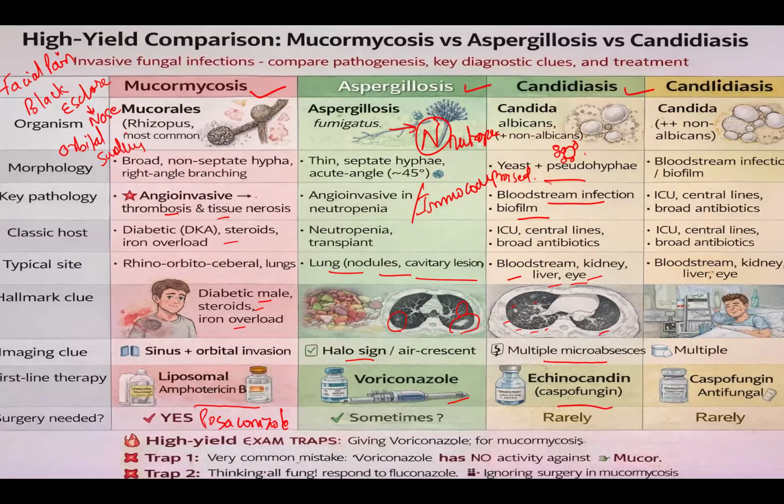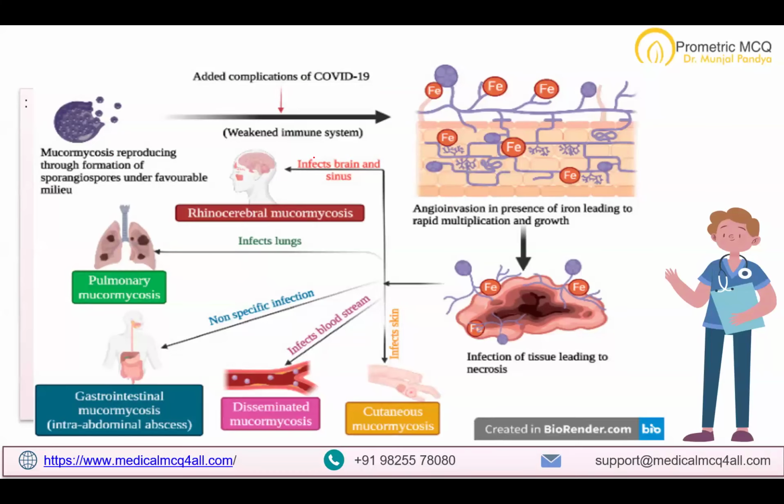Surgery is only needed in one type of fungal infection, that is your mucormycosis. What surgery will we be doing in mucormycosis? Anyone? What do we do in surgery in mucor? Functional endoscopic sinus surgery, FESS, right? Yes, ma'am, this is your answer. But what do we do in this? We do debridement. The wound debridement is done in this FESS. Okay. Yes, ma'am.